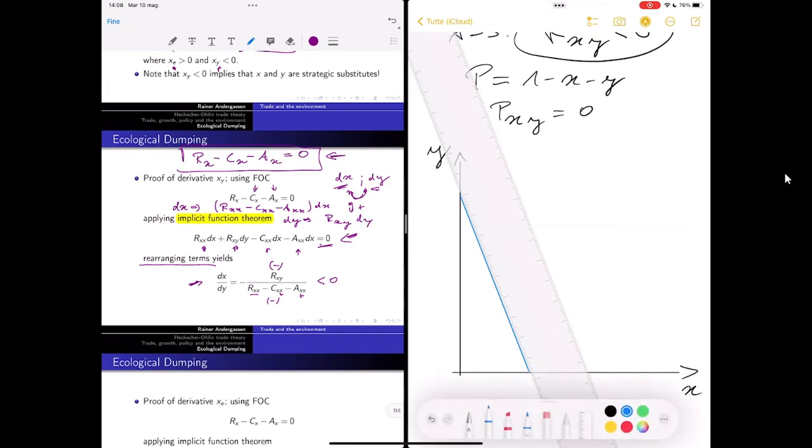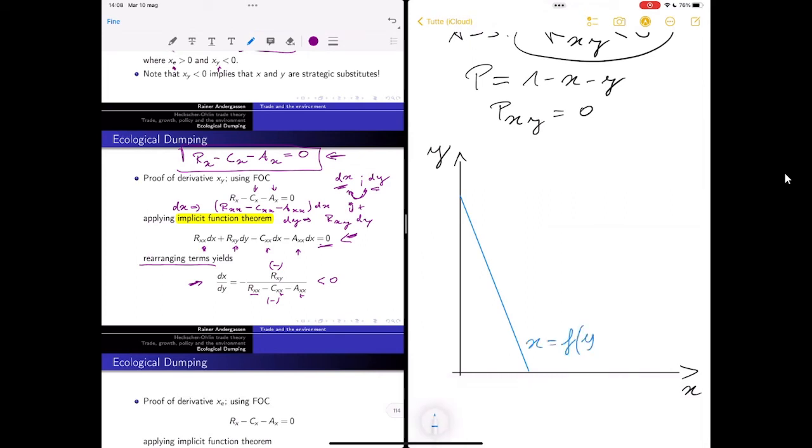Okay, this is my x equals f(y) function. It's negatively sloped. It's clearly the inverse of this, but this is my reaction function. I'm writing it like a reaction function. So if my competitor produces y0, then I'm going to produce x0. The important thing here for the moment is that this is negatively sloped. This means that if my competitor decreases production, then I'm going to increase production.